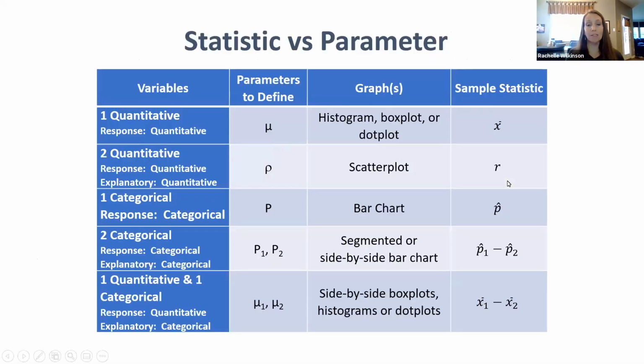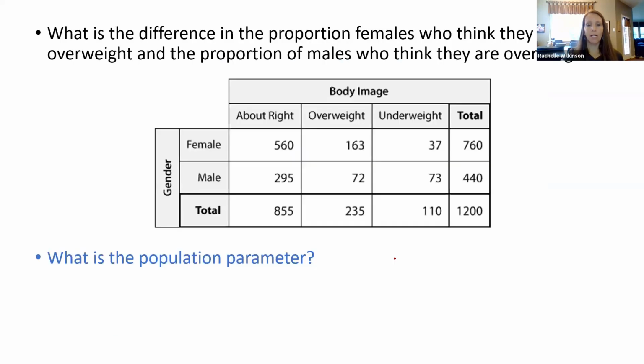Here's a little chart that makes it really easy to identify what the appropriate parameters and statistics are. So if I look along this left-hand side, I just need to find where it says two categorical, and then it gives me all the information that I need. So in this case, the parameters that I'm going to need to define are P1 and P2. I'm going to be interested in the difference in P1 and P2. The sample statistic is going to be the difference in the sample proportions. And if I was going to do a graph of this data, then a segmented or side-by-side bar chart would be a really good choice.